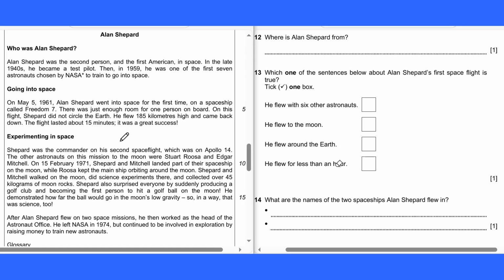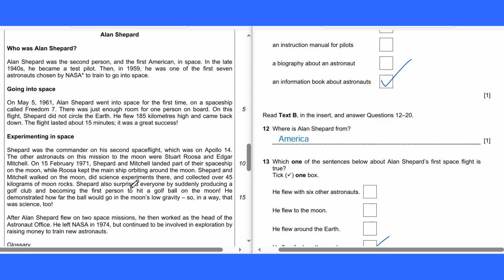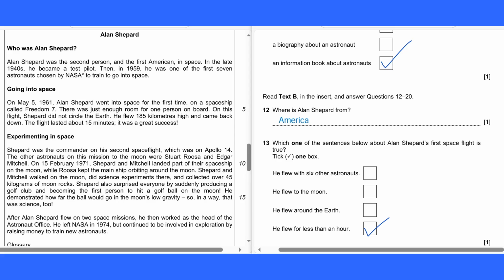Okay guys, let's reveal the answer. So he flew for less than an hour. That should be the only correct answer on Alan Shepard's first spaceflight. Alright, so first time here, and the flight lasted only about 15 minutes, and he flew alone. Yeah, so this one is wrong.